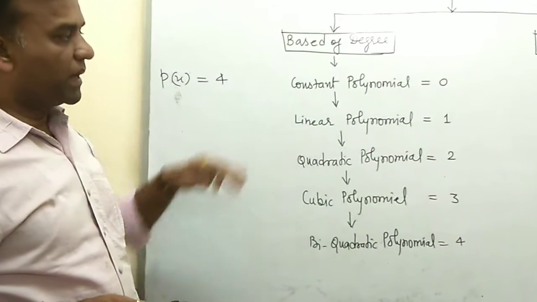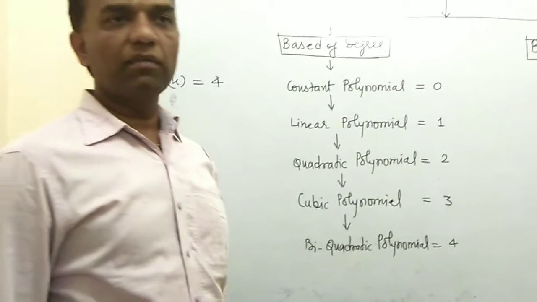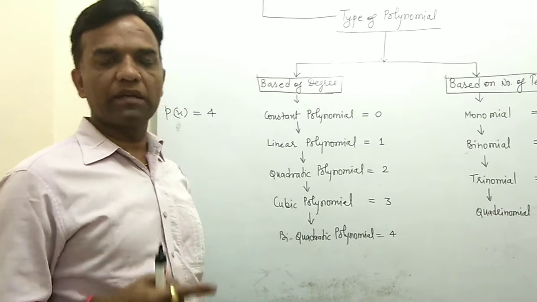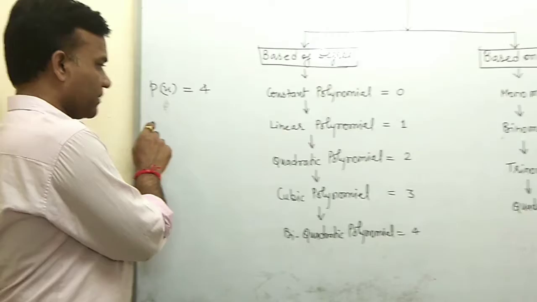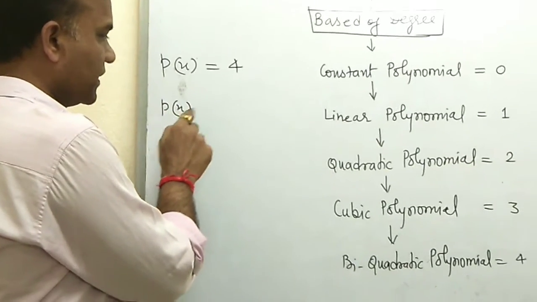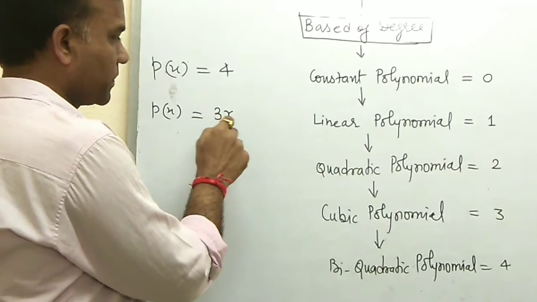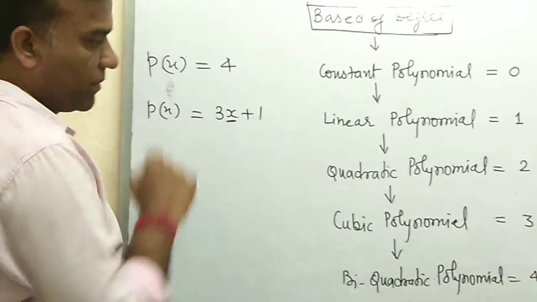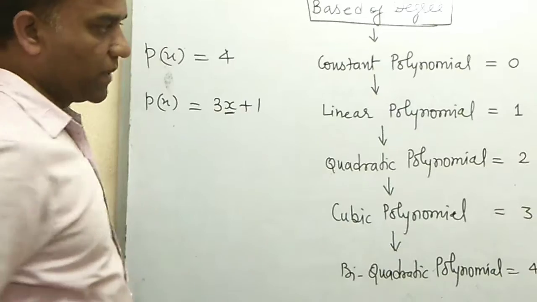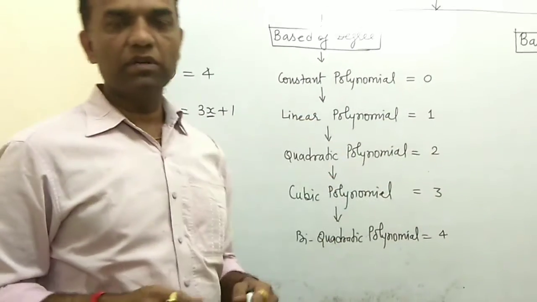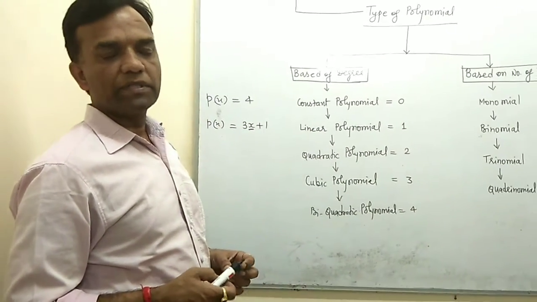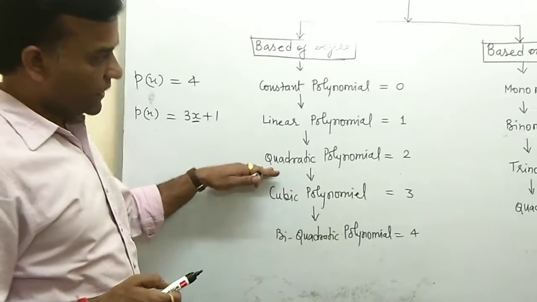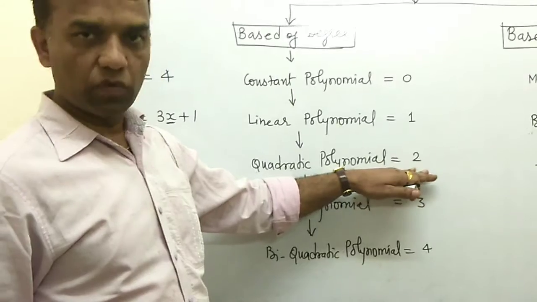And then linear polynomial. A linear polynomial is a polynomial in which the variable's highest power, highest degree, is 1. As an example, p of x equals 3x plus 1, suppose. Here the variable is x only and its power is 1. So it is called a linear polynomial, because the variable has highest degree 1. And quadratic polynomial means the highest degree is 2.